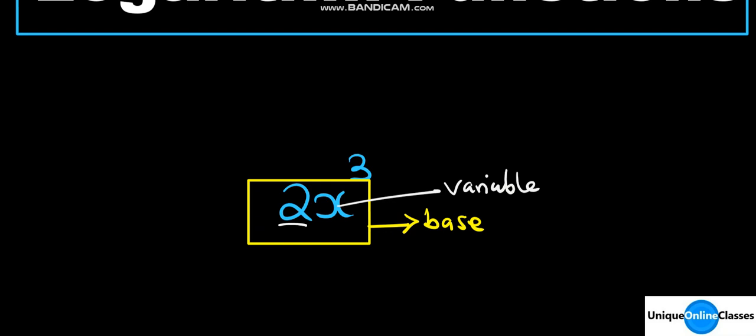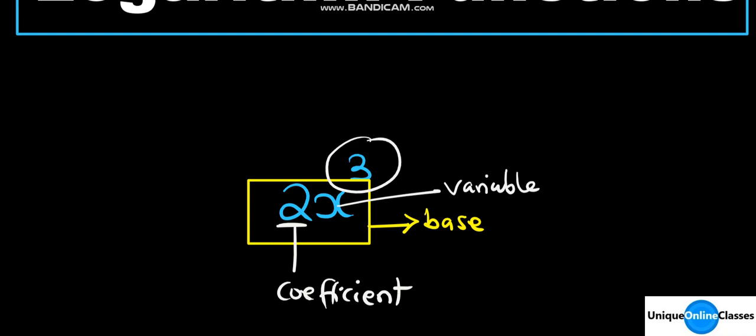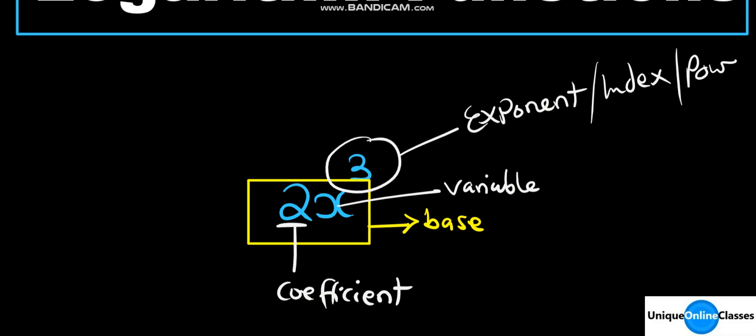Whereas this 2 in front of x is called the coefficient. And the 3 above is our exponent. Sometimes it is called an index, and the plural is indices, or power. That is why we say it's 2x to the power 3.